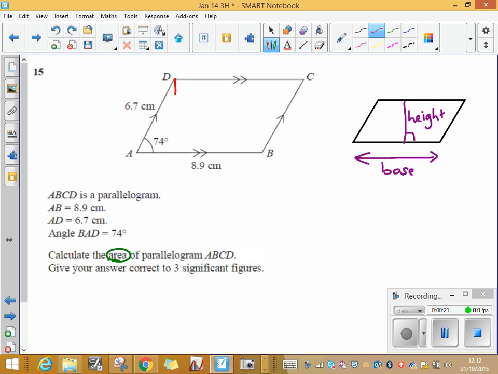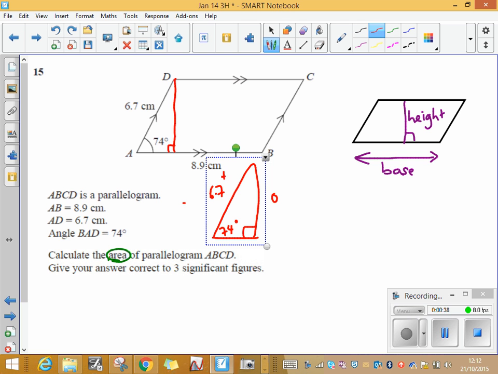Now the perpendicular height is the distance from there to there, and I can find that using a bit of trigonometry. Okay, so I've got 6.7 centimeters there, an angle of 74 degrees there. If I label the three sides, that's the opposite, that's the hypotenuse, that's the adjacent. Opposite and hypotenuse, it's the opposite that I want.